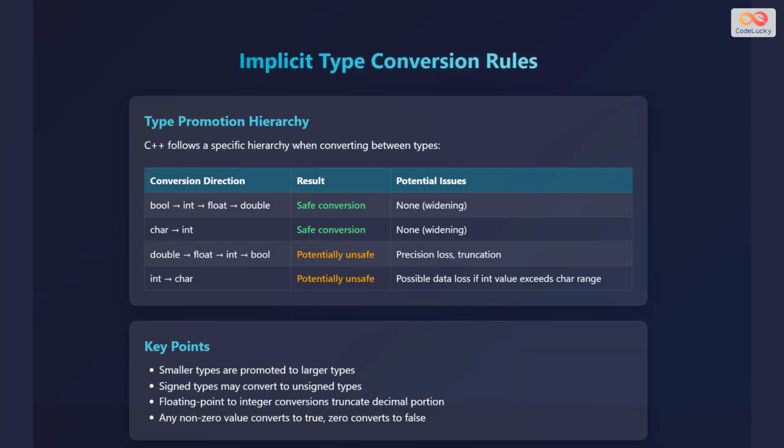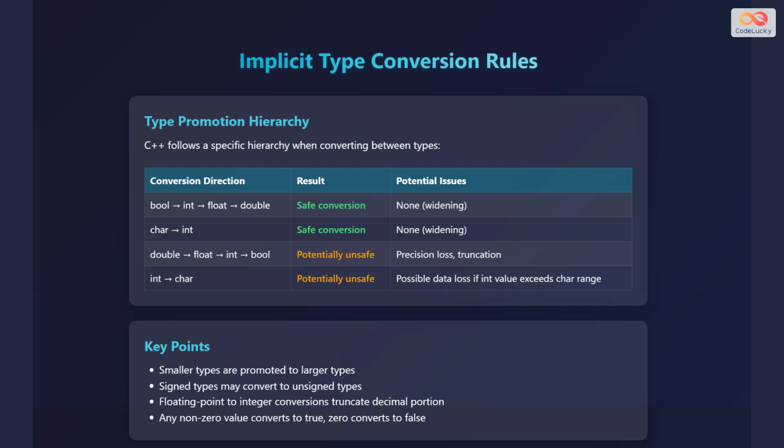C++ follows a specific hierarchy when performing implicit type conversions. This hierarchy determines how different data types are promoted or demoted. Starting with safe conversions. A bool converts to an int, which converts to a float, which finally converts to a double. This direction is considered a safe conversion with no data loss, also known as widening. Also, converting a char to an int is a safe conversion.